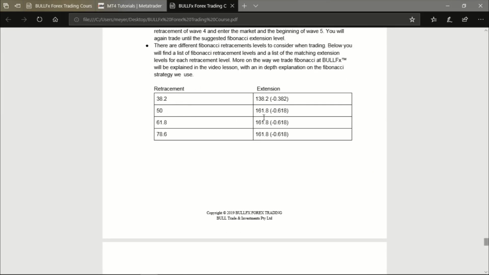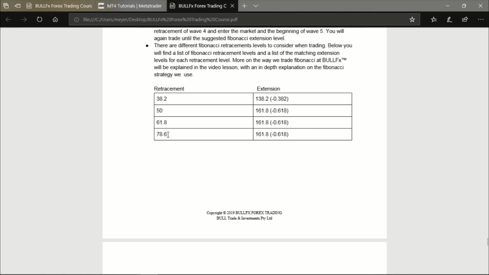Right, so this table you need to keep into consideration. When a market retraces to a 38.2 level, the extension or the target to take profit would be a 138.2. If it retraces to a 50, your target would be a 161.8 extension level. If it retraces to a 61.8 level, your target would be a 161.8 extension level.